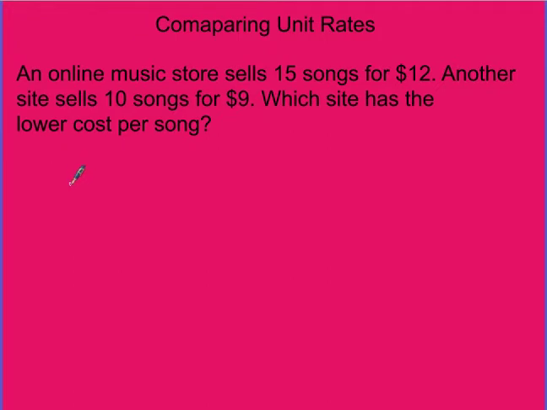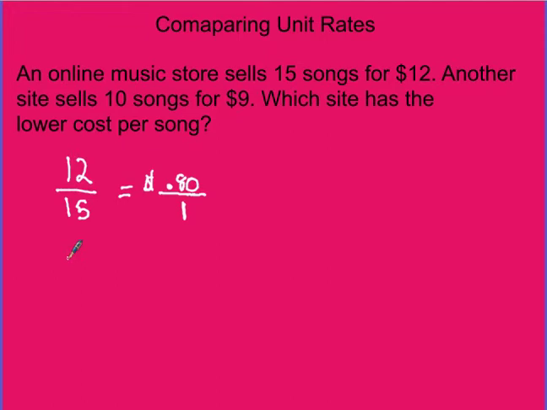Money goes on top. So we'll have 12 over 15 and 9 over 10. Let's find the unit rate. I want the bottom number to be 1. So 12 divided by 15 is 0.8. What does that mean? 0.8 over 1: 80 cents per song. That's exactly what it means. You spend 80 cents to buy each song.